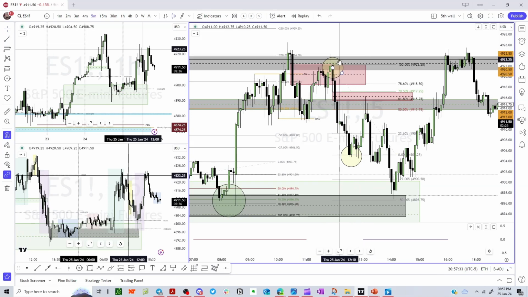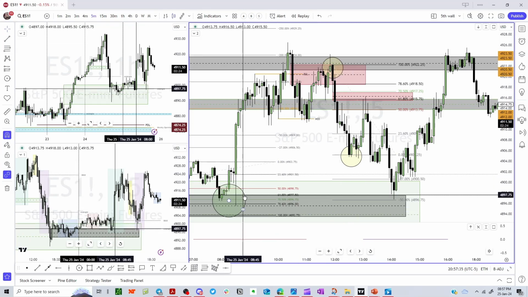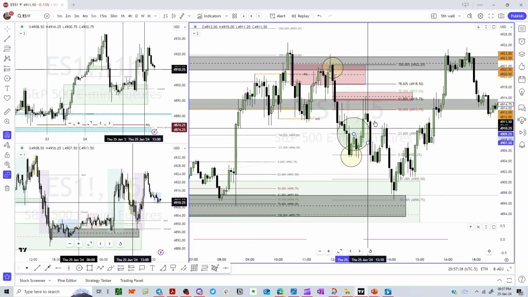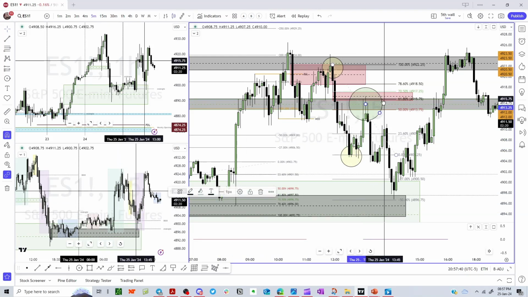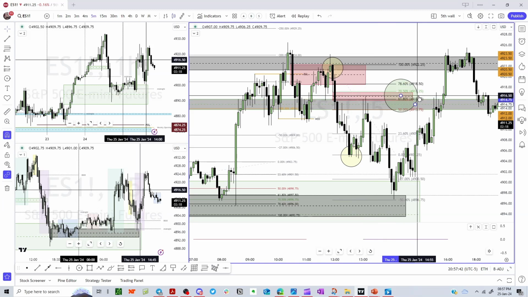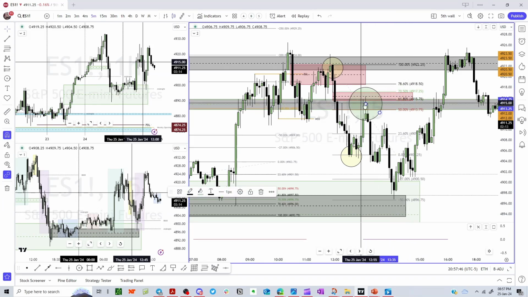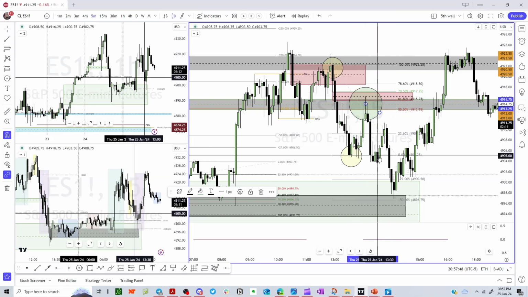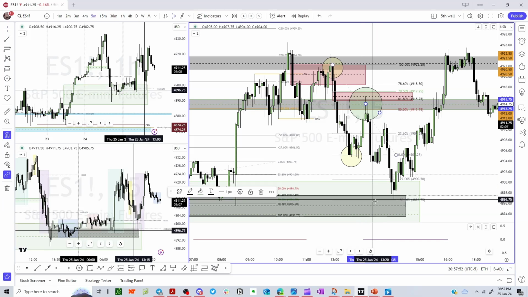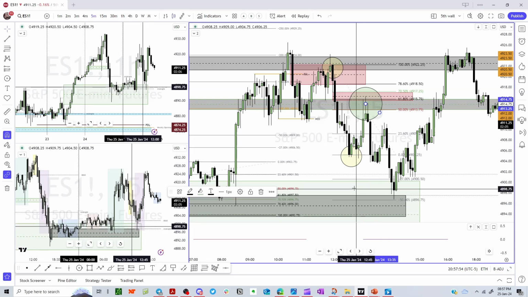Bodies, and here's your entry here. 61.8. Right, so optimal trade entry, that's your first target. Yeah, first scaling out, your first target, almost to your second target.